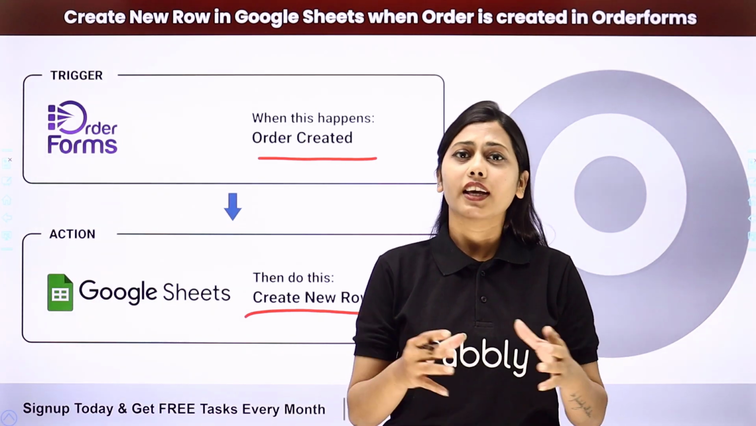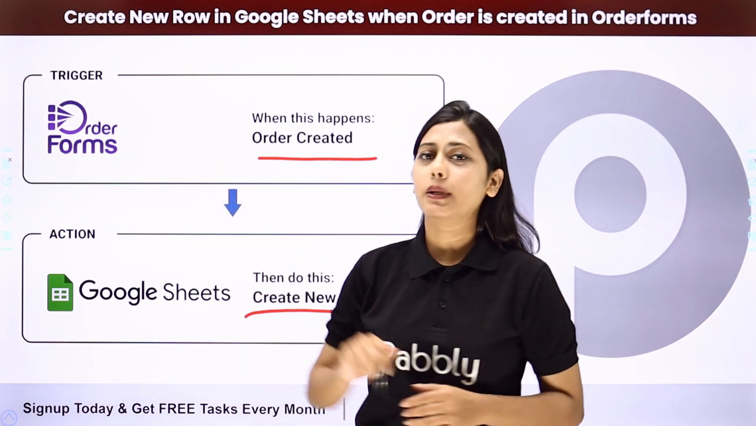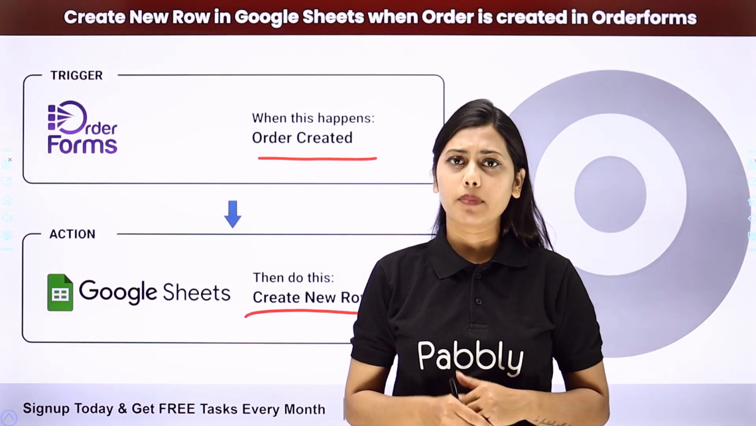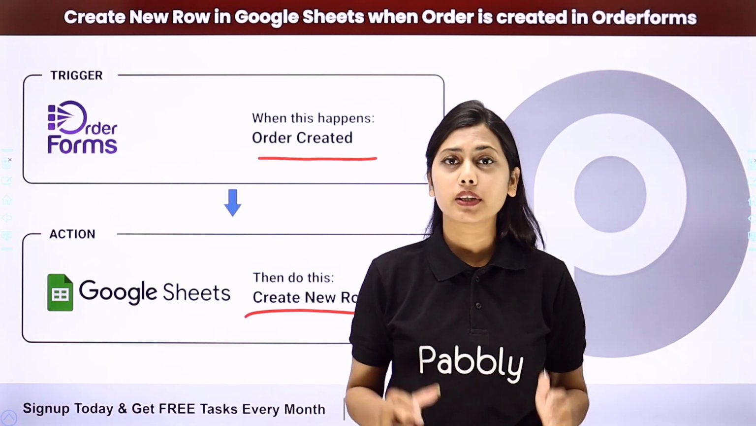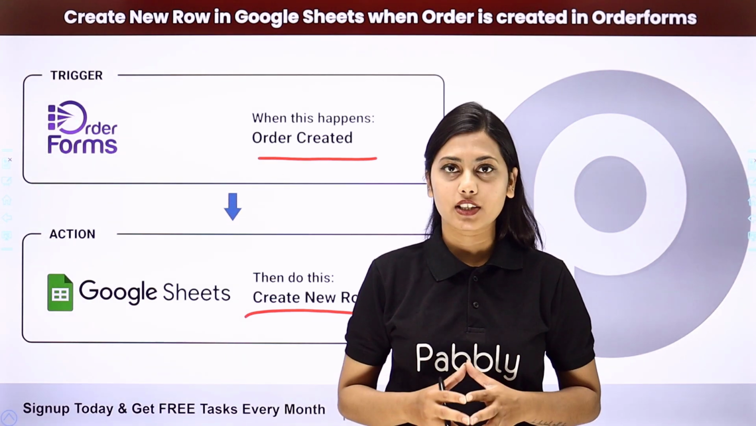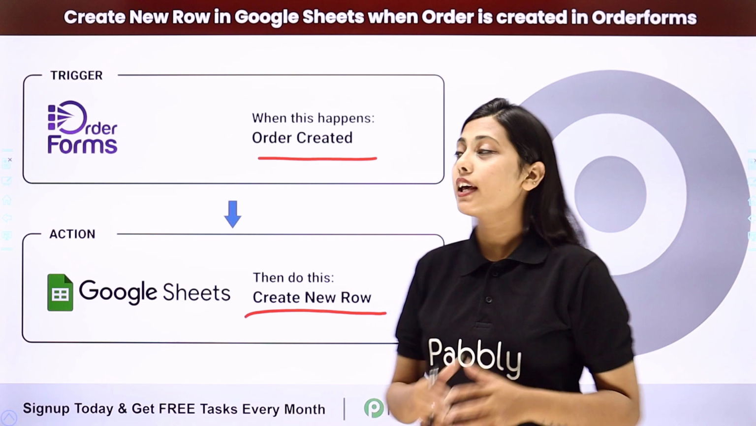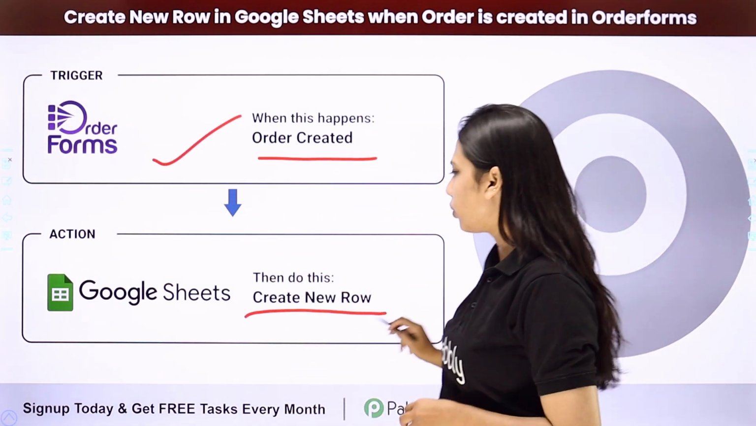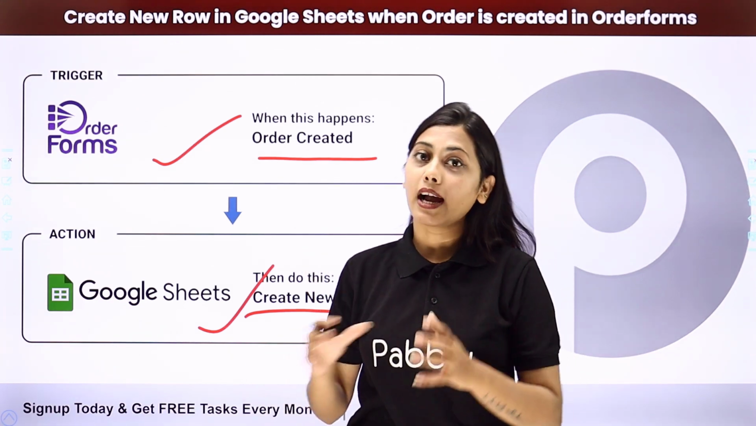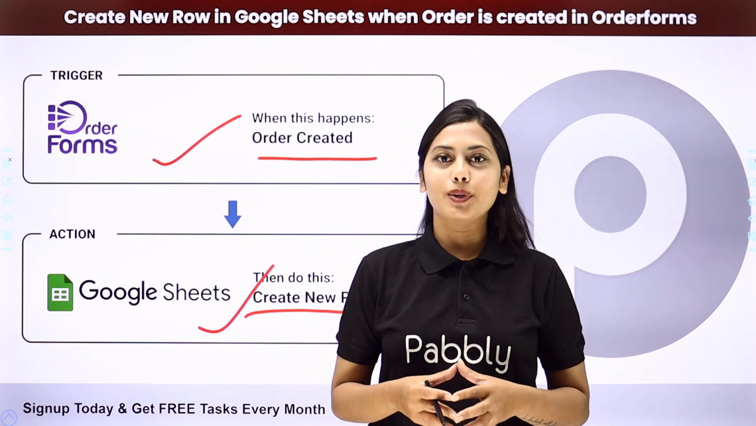Is that possible? It's not possible because both of these applications do not have a direct connection between them, and you might have to do this work manually. But what if I tell you we can actually automate this whole process with the help of Pabbly Connect? We will create an automation where our trigger will be an order created in our order form and our action will be a new row added in your Google Sheet about that order. Let us know how to do it.